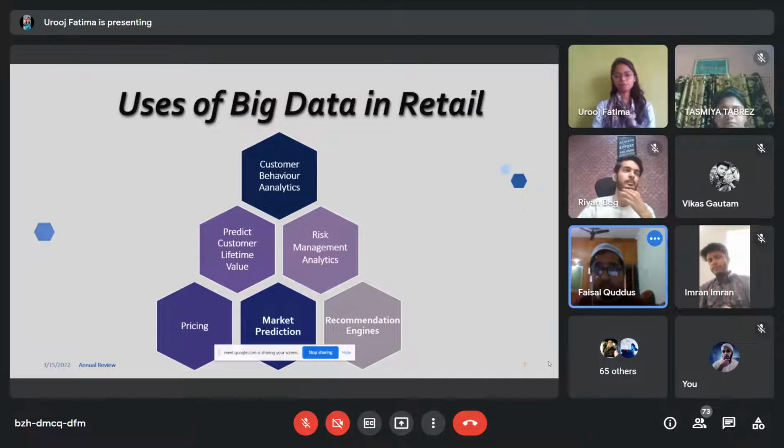Fourth, pricing. By gaining access to insight on real-time customer transactions, a retailer can use big data to better understand which prices yield the best result on a particular product. Fifth, recommendation engine. Recommendation on products based on similar user behavior, personalizing, taking into account different past behavior actions. Sixth, market prediction. Big data can help the brands to make a key market prediction and forecast consumer trends.